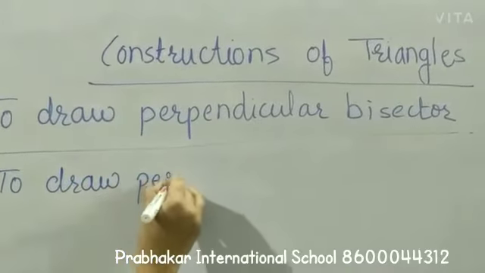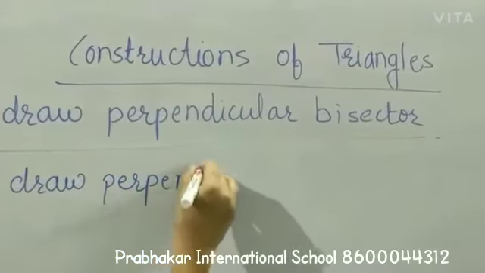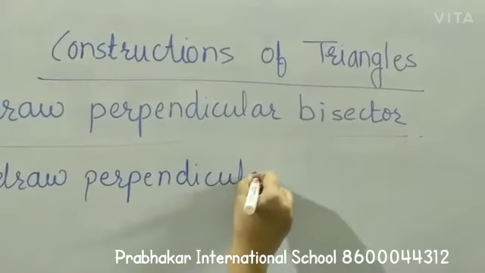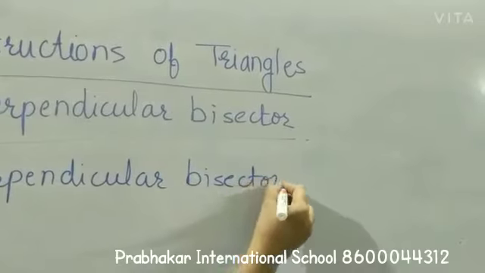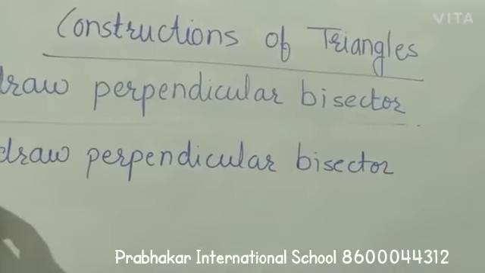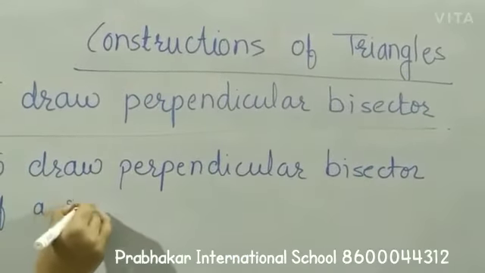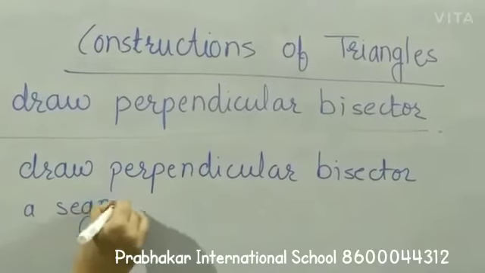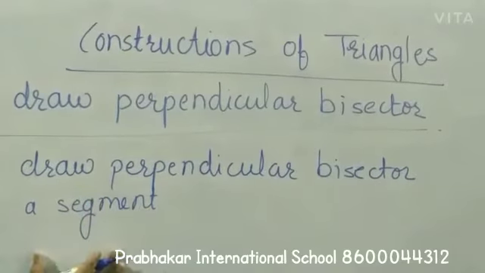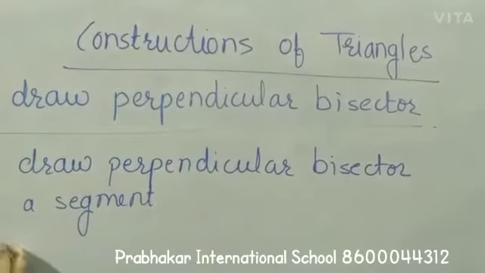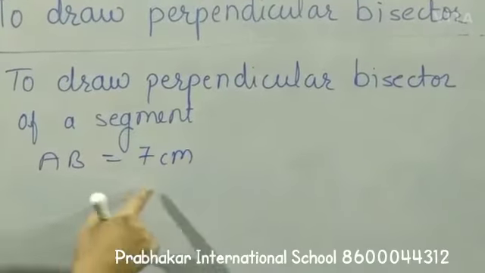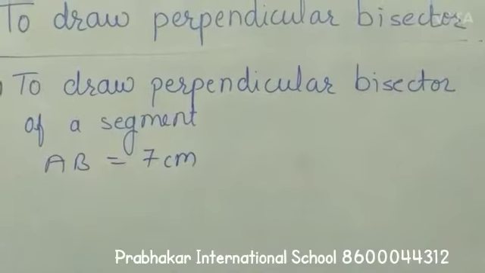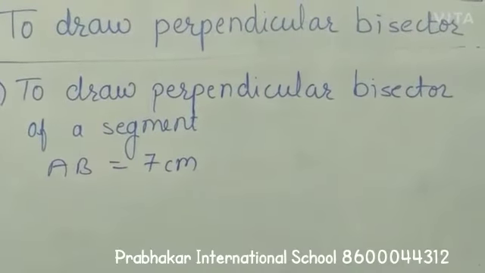To draw perpendicular bisector of a segment. Means what? Here they will give you, suppose AB equal to 7 centimeter. Like this measurement will be given to you and you are going to draw the perpendicular bisector.